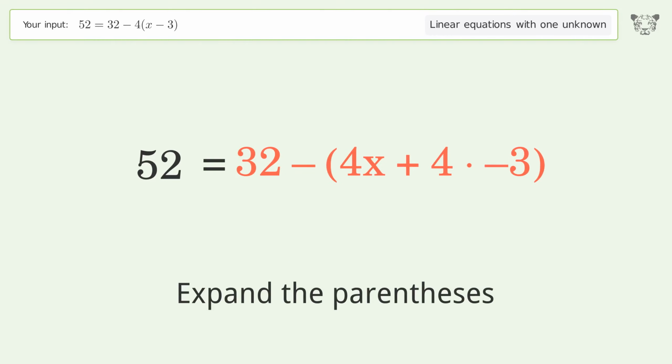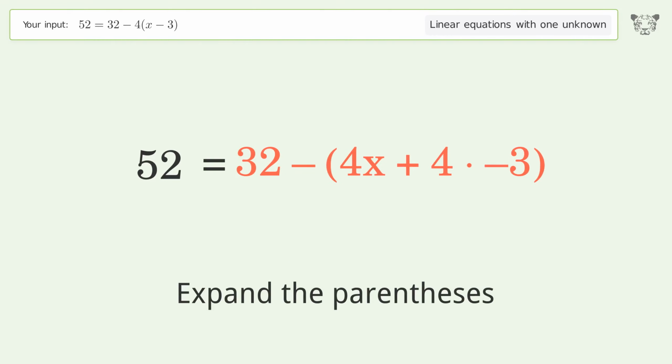Group all constants on the right side of the equation. Subtract 44 from both sides. Simplify the arithmetic. Isolate the x. Divide both sides by -4.